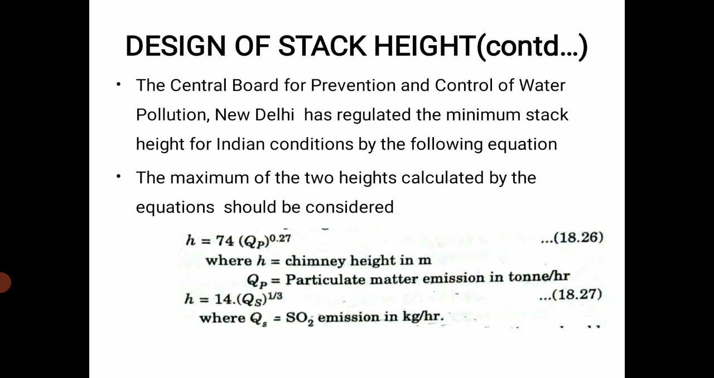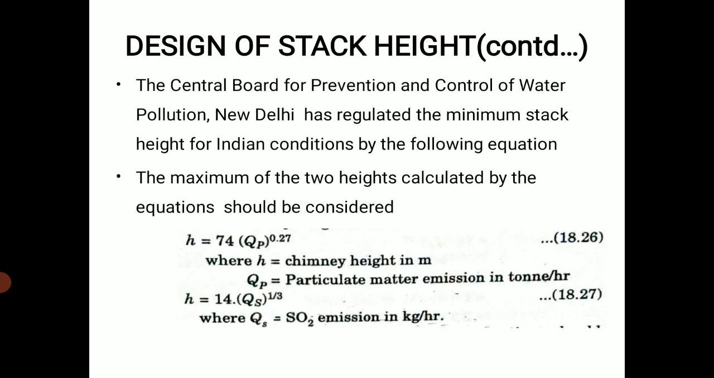The first equation is H equals 74 into QP raised to 0.27, where QP is the particulate matter emission in tons per hour, and the second equation is H equals 14 into QS raised to 1 by 3, where QS is sulfur dioxide emission in kilogram per hour.